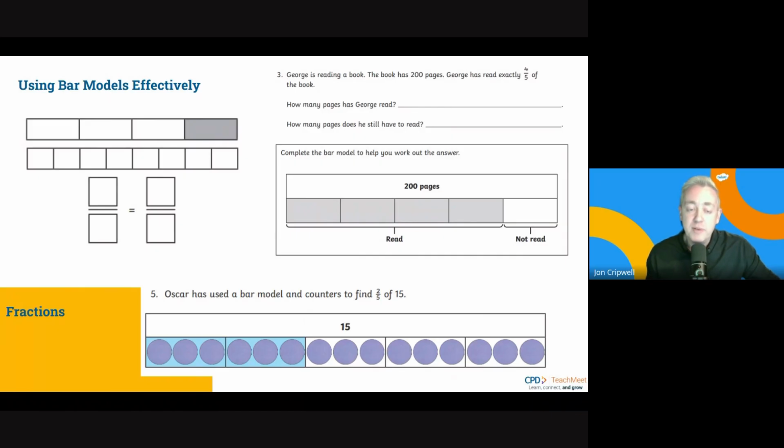But again, we just need to be really clear on the purpose of the model. What this model has shown us is that we know that this is the bit that has been read. The 4/5 has been read, and we've got 1/5 that hasn't been read. The question is, how many pages has George read and how many pages does he still need to read? So this is just exposing what we need to do next, which is divide the 200 into the 5 equal parts. And then we can see the not read is 1 of those parts and the read is 4 of those parts. I hope that makes sense.